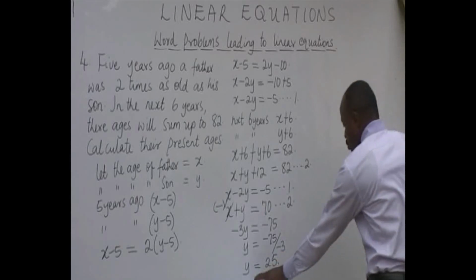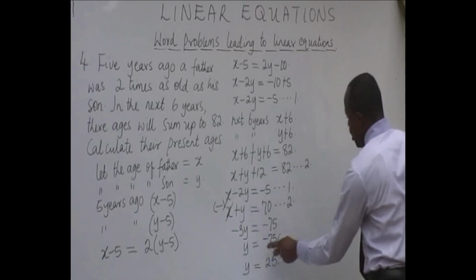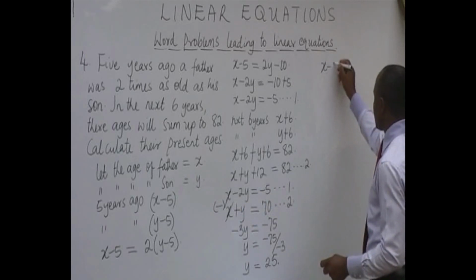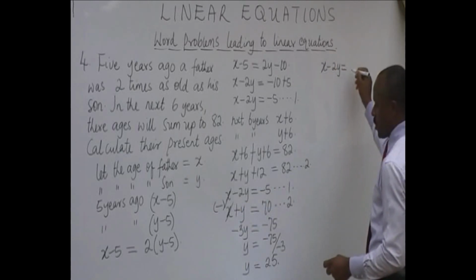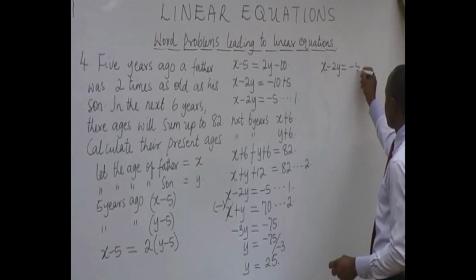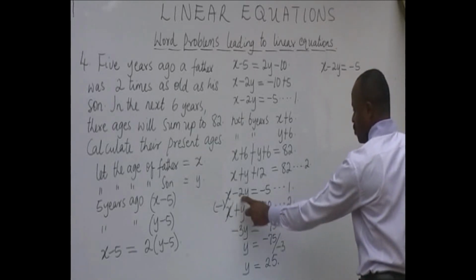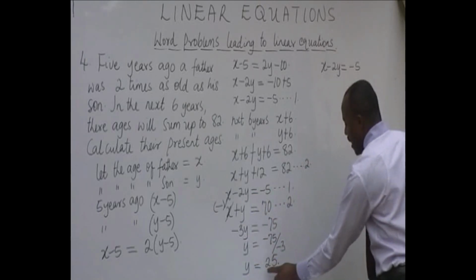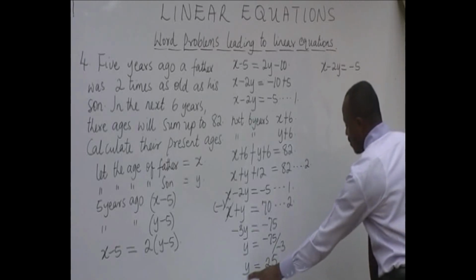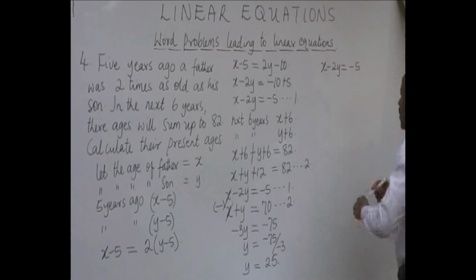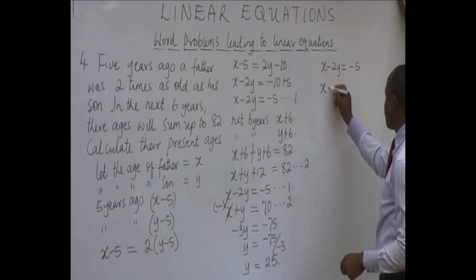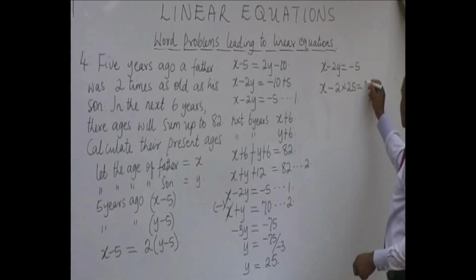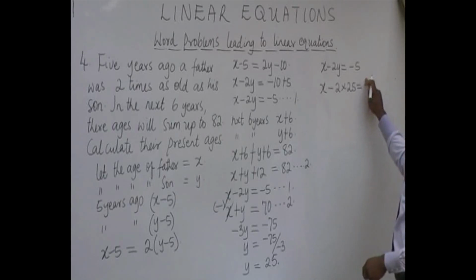Now we are going to substitute this value for y in any of our equations. Let's take equation 1. Equation 1 is x minus 2y is equal to minus 5. Then our y has been found to be 25. So put the value of y as 25 in this equation. It's going to give us x minus 2 times 25 is equal to minus 5.